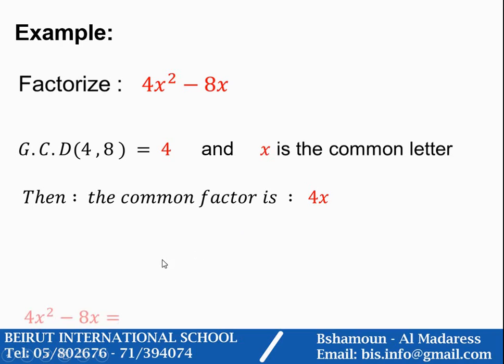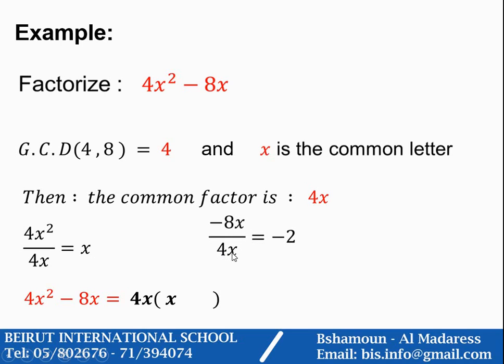So you write 4x and you open bracket to continue. And you do the same way. You divide each term by the common, 4x squared over 4x. 4 will be simplified by 4, x power 2 and x, you subtract powers, as you know in the case of division. 2 minus 1 is 1, so it's x to the power 1. So you write x, and minus 8x over 4x, 8 over 4 and 4 over 4, it will be 2, and x will be simplified by x, so you get minus 2. And this is the factorized form of the expression.